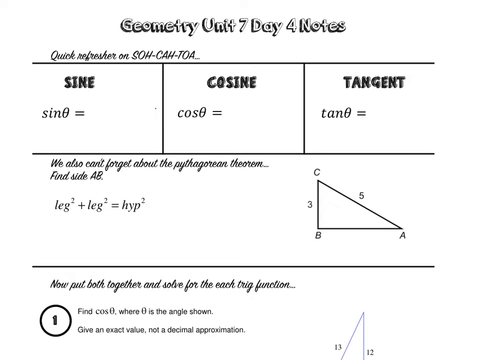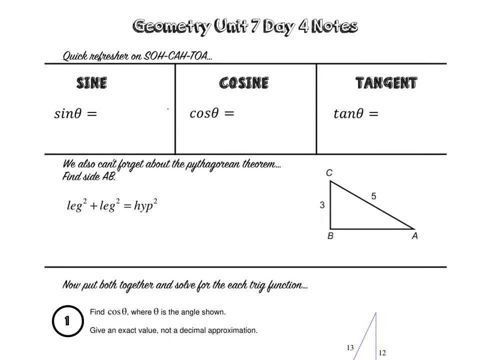Hey guys, so we're gonna start the next set of notes on Unit 7, Day 4. Remember, the entire unit is about those sine, cosine, and tangent trigonometry functions. So you gotta remember the SOHCAHTOA. That's the most important piece there, is remembering that SOHCAHTOA.